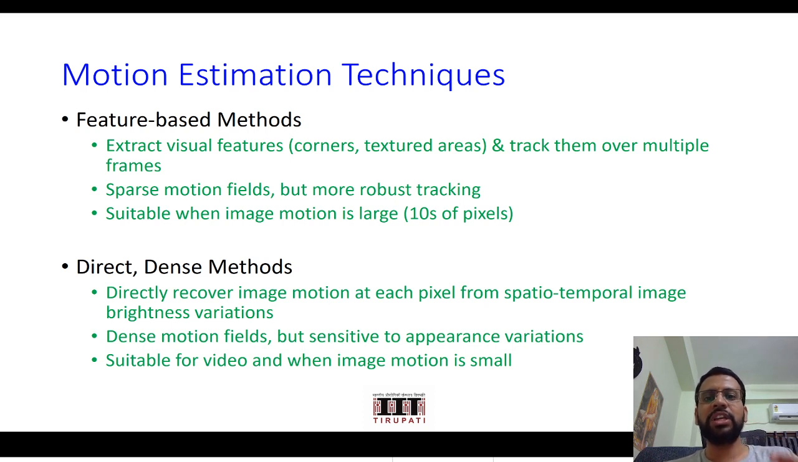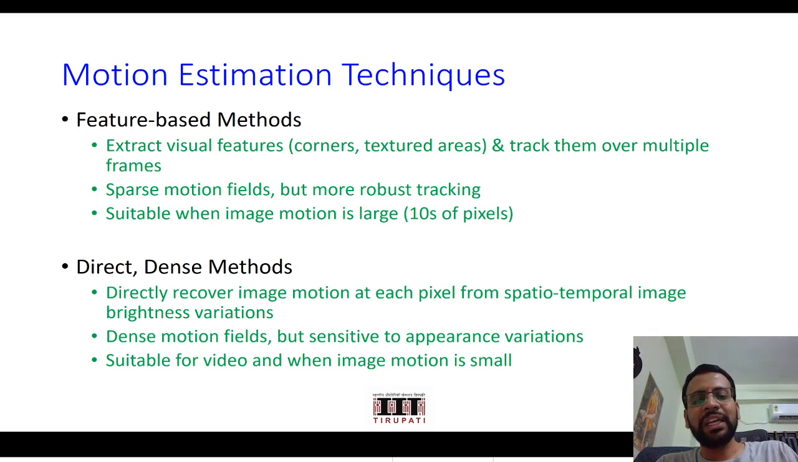The motion estimation techniques can be divided broadly into two categories. One is the feature-based methods and another is the direct dense-based methods. In the feature-based method, in a given image and its subsequent frame, you capture some key features, then find out how those features have moved in the next image, and from that you estimate the motion of the object or the scene. As we discussed, this gives us sparse motion fields, and this is very suitable when you have image motion of the order of tens of pixels.